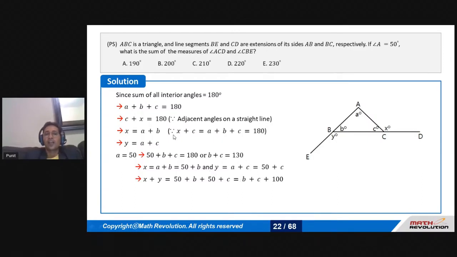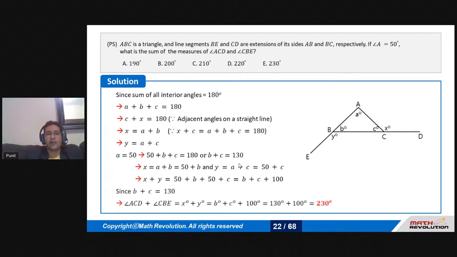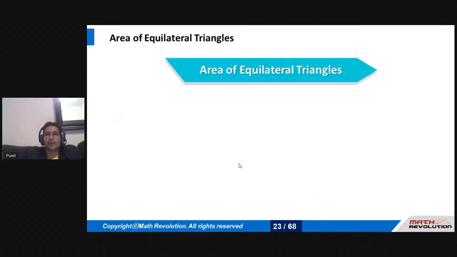Now X is already A plus B. That means it's 50 plus B. And Y is A plus C. That is 50 plus C. So if you add up both X and Y, you're going to get A plus B plus A plus C. That means 100 plus B plus C. And B plus C is already 130. So that makes it 100 plus 130 equals 230 degrees. So our answer goes as E. Fine, let's go to another one.